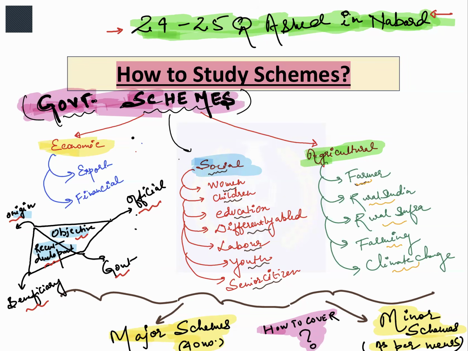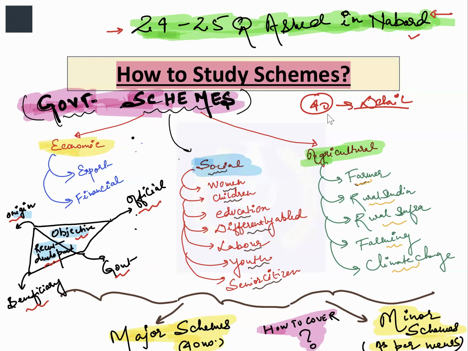And which ministry has how many schemes, right? We will discuss today in this session how to study schemes for your Nabard examination. Many of you are asking, sir, which are the schemes that we should study? I always say there are only 40 to 45 schemes that you should study in detail.